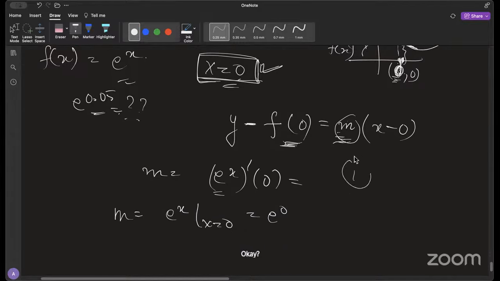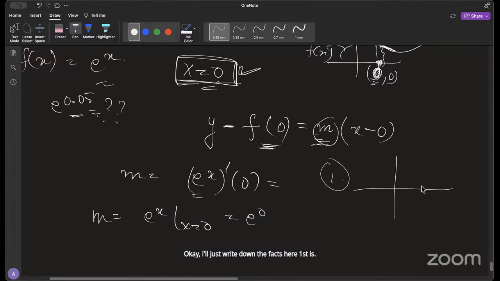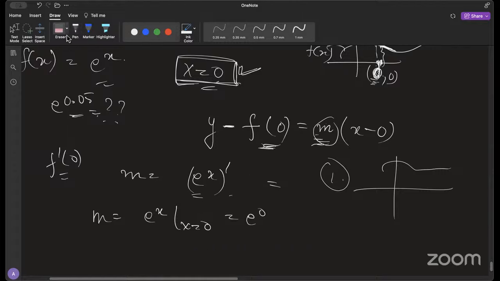Ma'am, m should be equal to the derivative of e to the power x at 0? Okay, I'll just write down the facts here. First is, I know this is not the curve of e to the power x, but let's say it's the derivative of e to the power x at 0. That is what you mentioned. I've written it in this form, f dash 0. This is the derivative at 0. Is this what your doubt was? Ma'am, you can explain. I guess it's from there only.